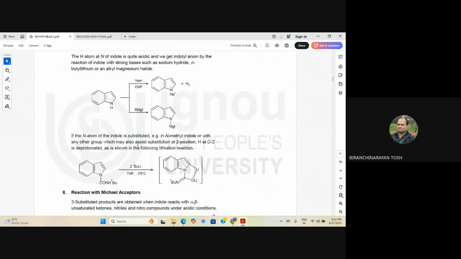If the N atom of the indole is substituted, for example in N-methyl indole or with any other group, which may also assist substitution at the 2 position, H at C2 is deprotonated, as shown in the following reaction. This is deprotonated at 2, so lithium will be attached, rest of the things are there, and it will form a bond like this.